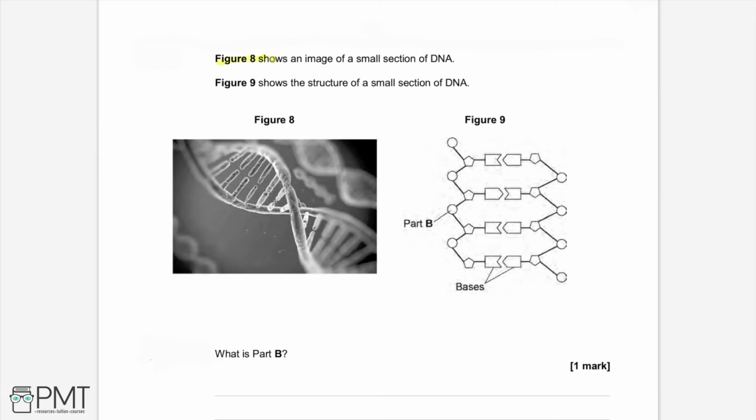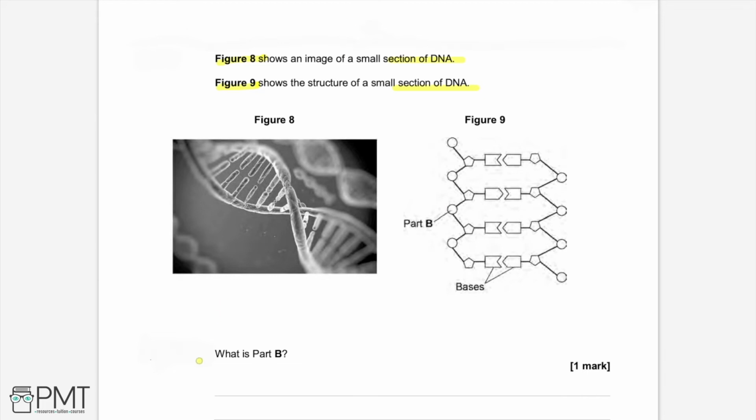Figure 8 shows an image of a small section of DNA. Figure 9 also shows the structure of a small section of DNA. As you can see, Figure 8 shows the 3D structure of DNA. The structure we see here is known as the double helix. There are two strands of DNA curled together in a helical pattern. Figure 9 here is a more simplified version of the same thing.